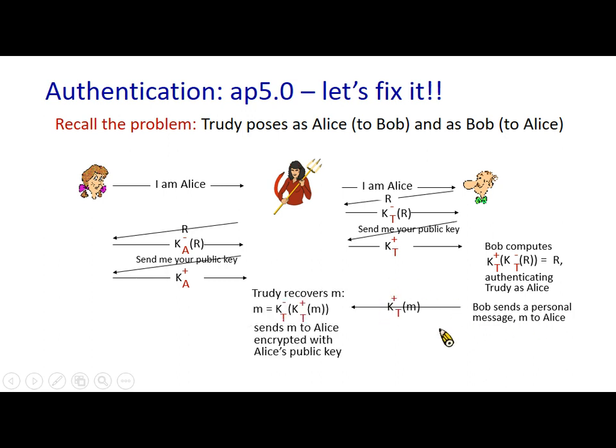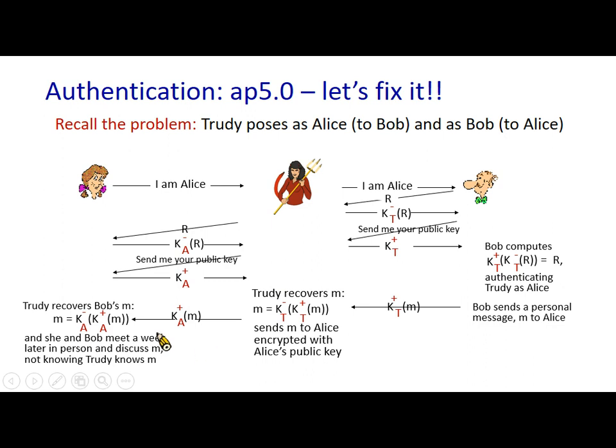Then Trudy uses her private key and the public key to get the message M, and sends it to Alice with the public key. Trudy recovers the public key of Bob and then gets the message. Then she sends a message to Bob to meet Wendy in person to discuss M, not knowing that Trudy knows M.